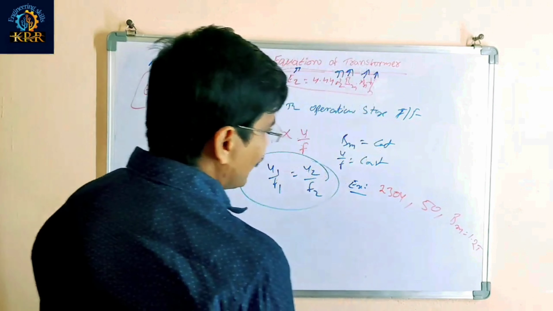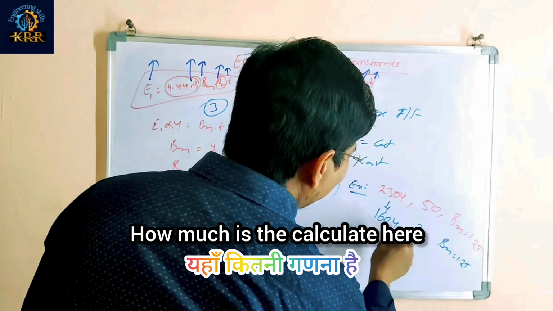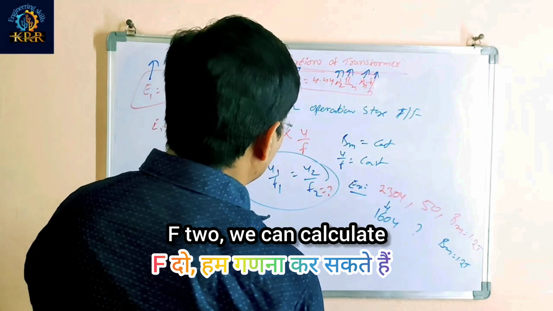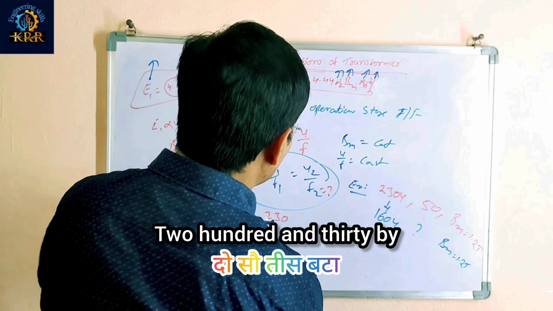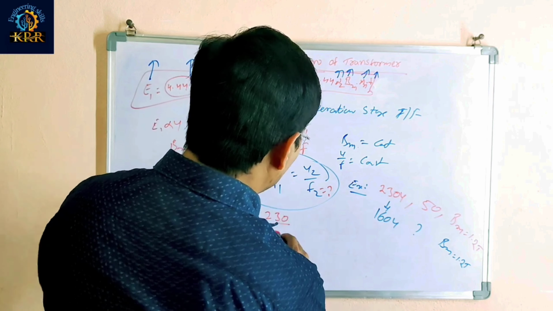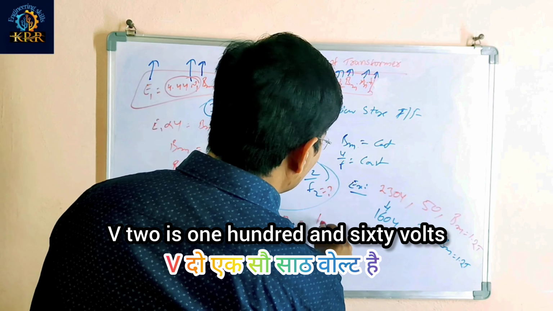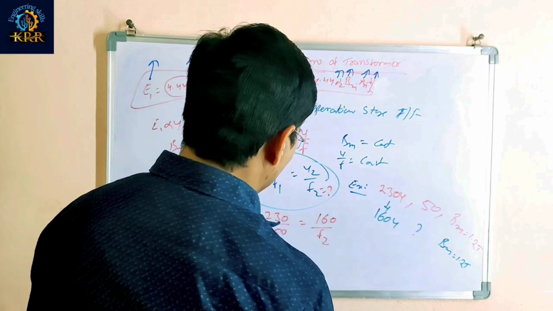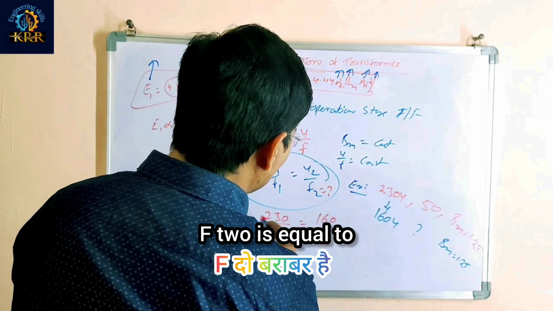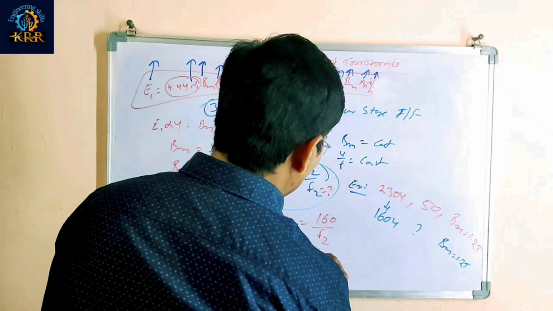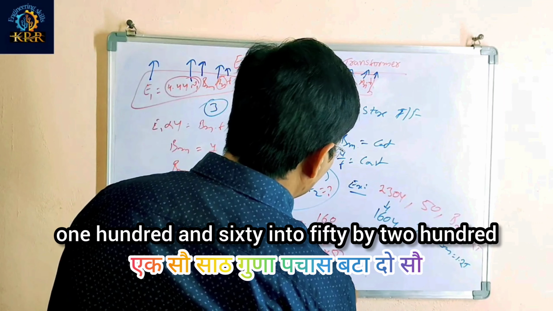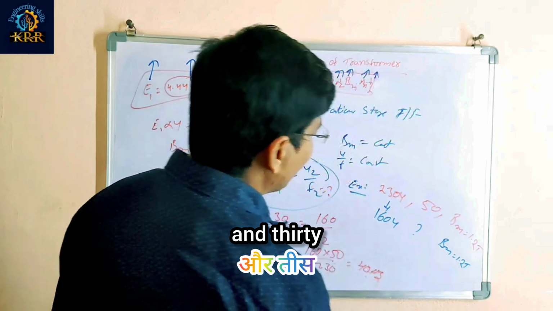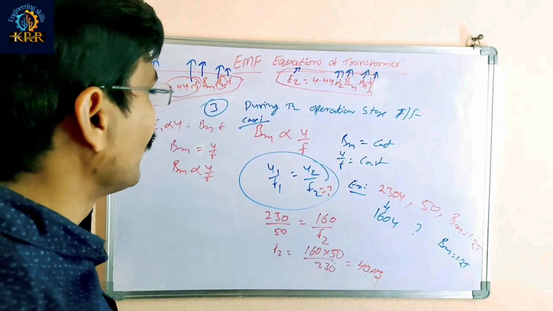Now in this transformer, Bm is 1.2 Tesla. Voltage is reduced to 160 volts. How much is the frequency here? F2 we can calculate. V1 is 230, F1 is 50, V2 is 160 volts. Now we can calculate F2. F2 is equal to 160 into 50 by 230. You will get 40 Hz.